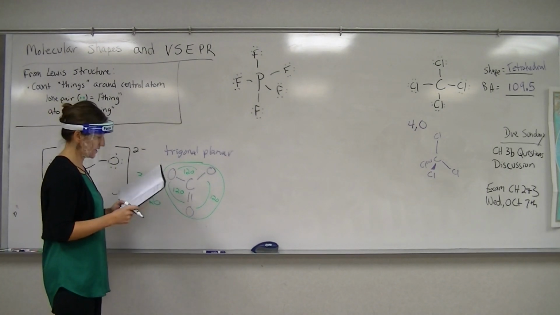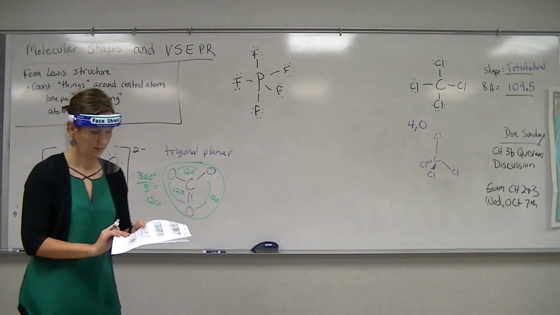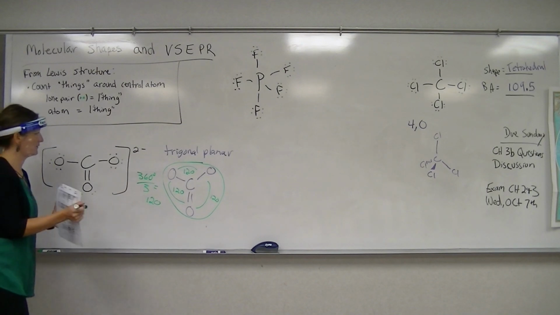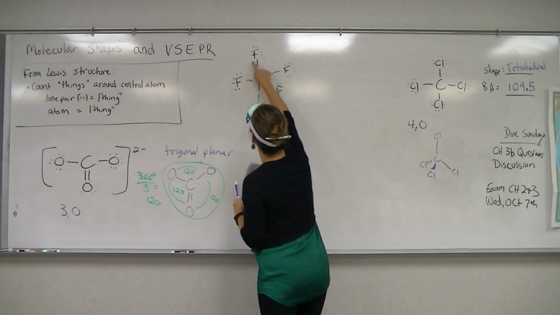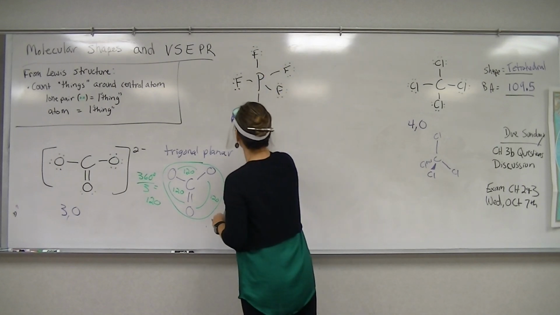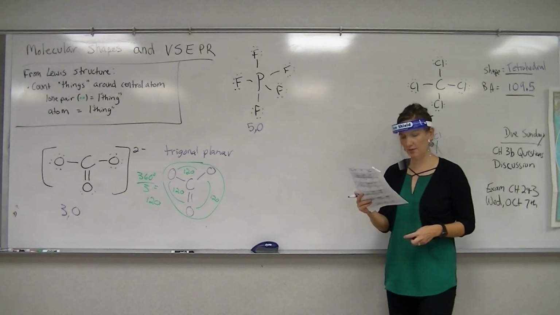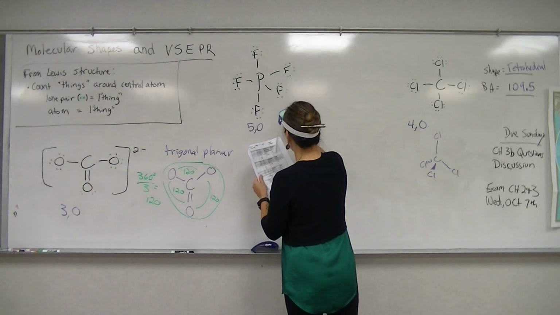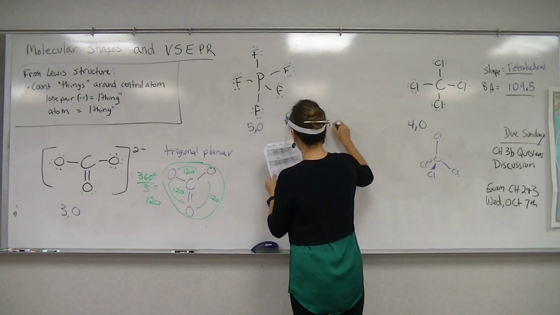So now let's take this guy and figure out what his shape should be. Now we'd have to look all the way over at page 5, because how many things are around phosphorus? 5, you said? And then 0? You say 0, because 0 of those things are lone pairs. So 5, 0 gives me that trigonal bipyramidal, or that guy.